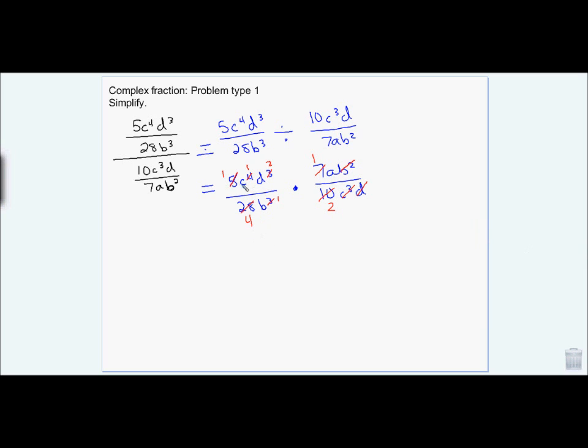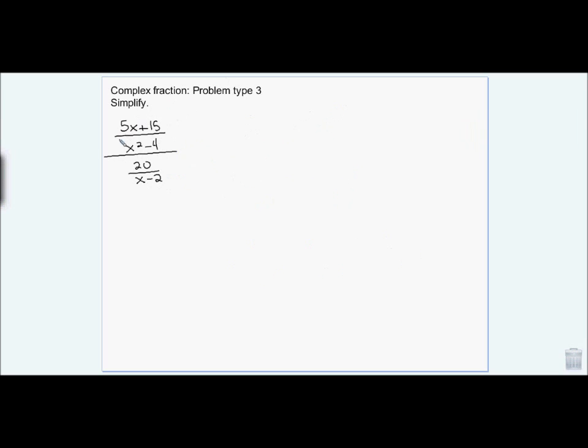So now I'm going to rewrite this. I have 1 C and 2 D's over 4B. And in my numerator here, all I'm left with was an A over 2. So I get ACD squared over 8B. And that is my final answer.